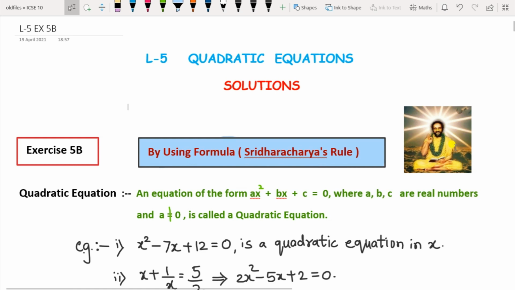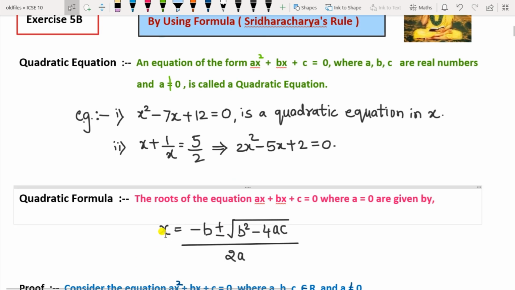Sridhar Acharya was an Indian Sanskrit scholar, a philosopher, a mathematician who wrote on practical applications of algebra and was one of the first to give a formula for solving quadratic equations in the 8th century AD. So the formula is x equal to minus b plus or minus under root of b square minus 4ac, the whole upon 2a. This is the formula given by Sridhar Acharya. It is called the quadratic formula.